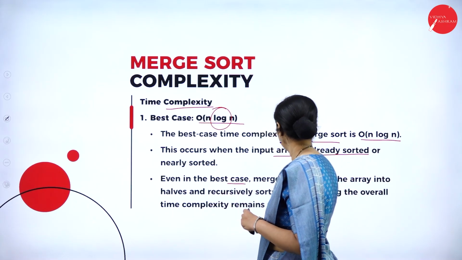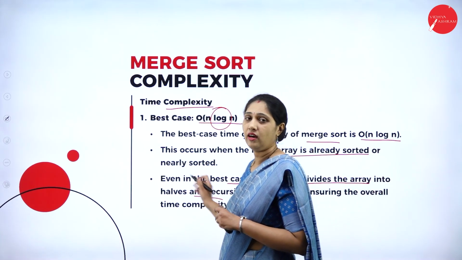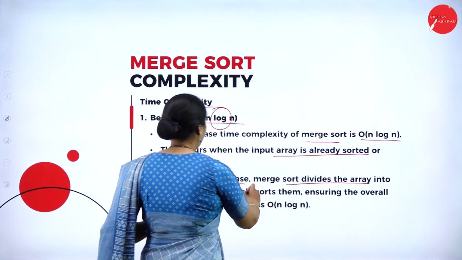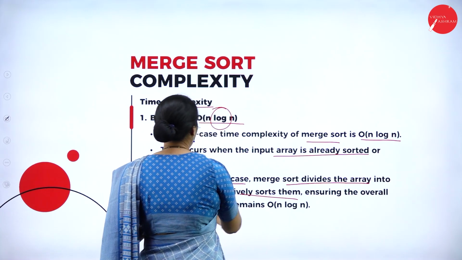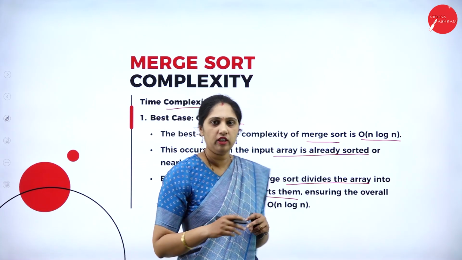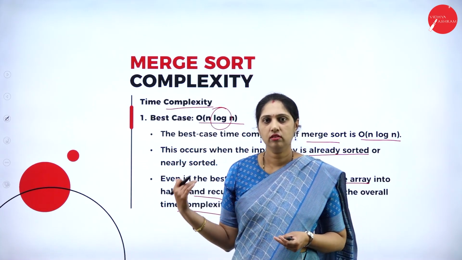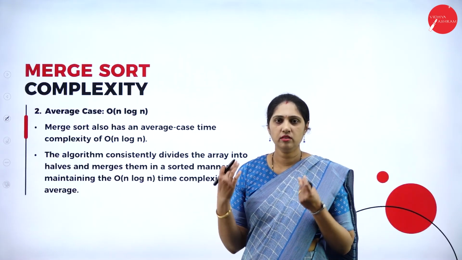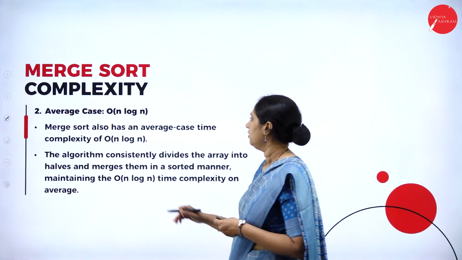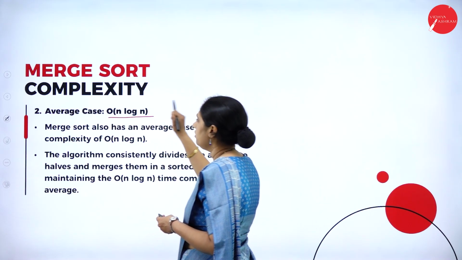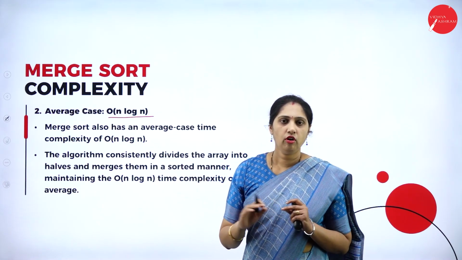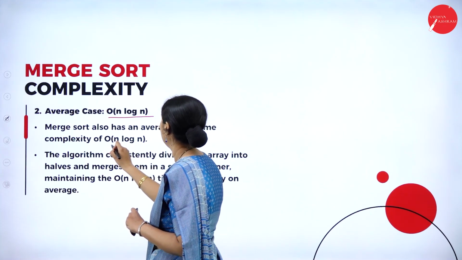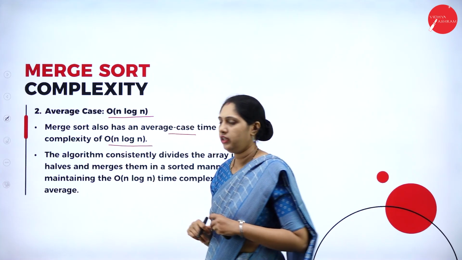So even in the best case, merge sort divides the array into halves. Again, we have to sort them, and so the time complexity for the best case is also O(n log n). Then what about the average case? Same procedure. Whether it is best, average or worst, the complexity never changes because the procedure is the same for all. So merge sort has an average case of big O of n log n.